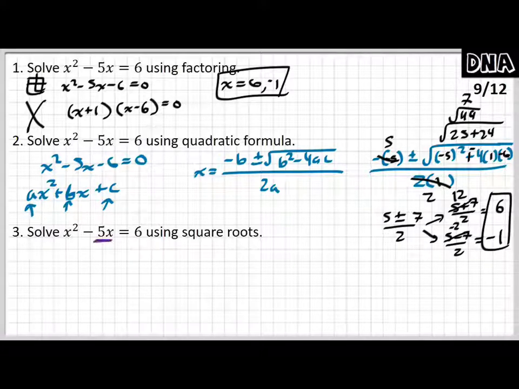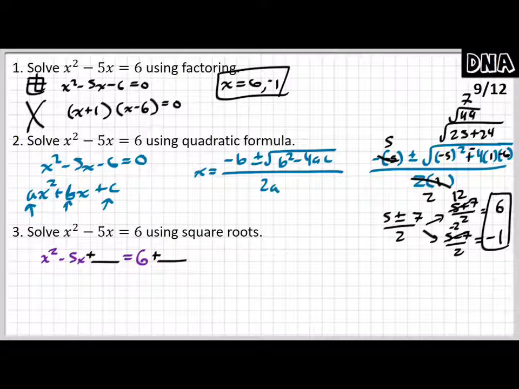Well, if you have an x term, this can be a perfect square trinomial. Here, check it out. We would write it like this: x squared minus 5x, and then I would say plus blank. I'm going to add something to it. I don't know yet what it is. Equals 6, and then I'm going to add something to the other side. Okay, I'm going to add something to the left side so that it's a perfect square trinomial.